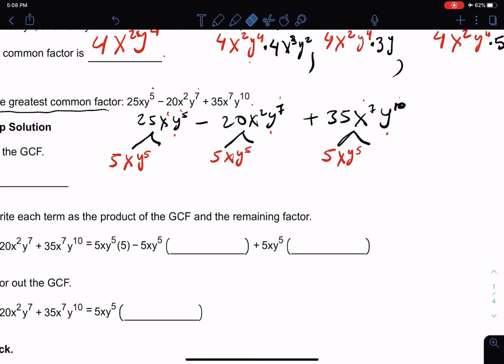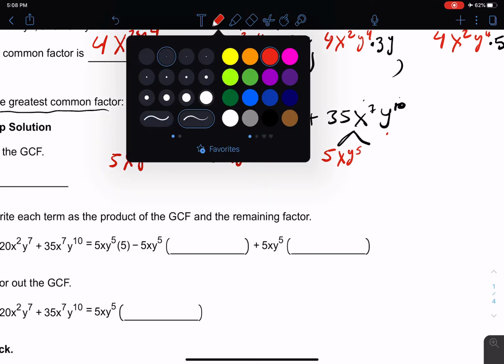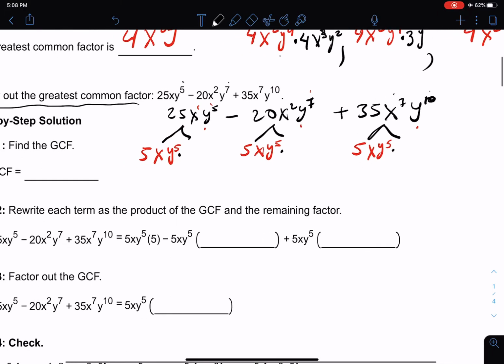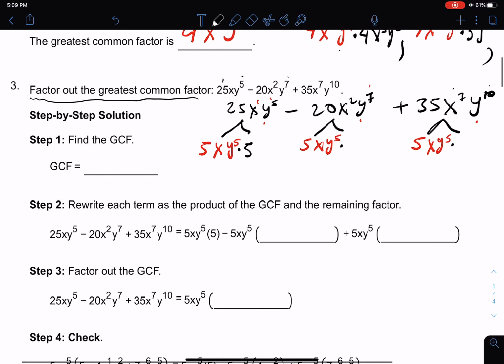Now, that screws people up a little bit because we said greatest and you're taking the smallest, and you're like, what is going on here? But I gave you my reasons. So let's see here. 5 times what gives us 25? So this must also be 5. And by the way, we have our greatest common factor. Let me answer that question. Greatest common factor is 5xy to the fifth.